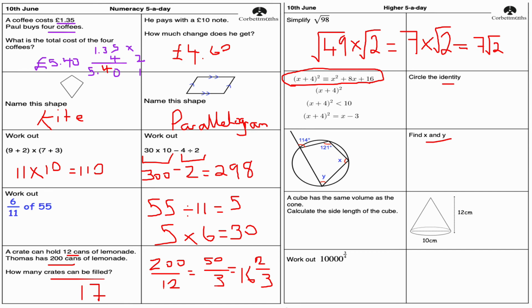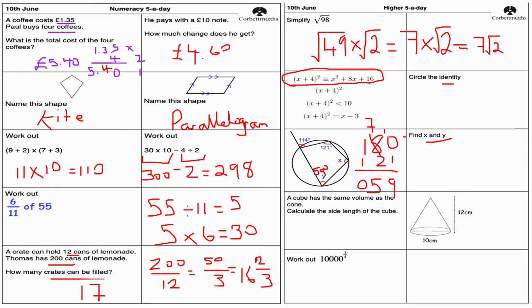Well, to find y, opposite angles in a cyclic quadrilateral add up to 180. So 180 take away 121 gives me the angle for y. So 0 take away 1 I can't do, so I have to borrow. That becomes a 7. That becomes a 10. 10 take away 1 is 9. 7 take away 2 is 5. And 1 take away 1 is nothing. So that becomes 59 degrees.